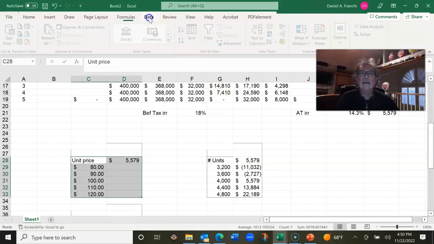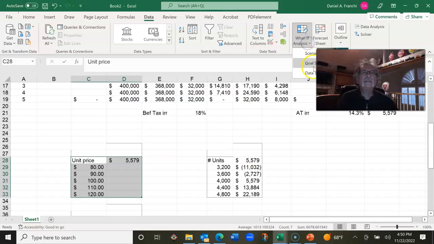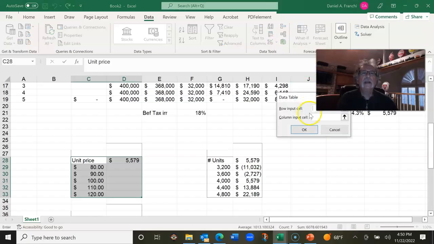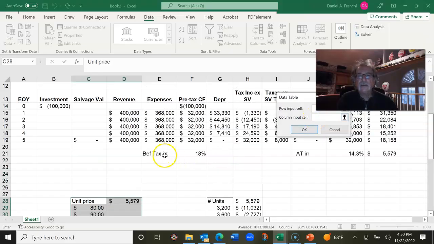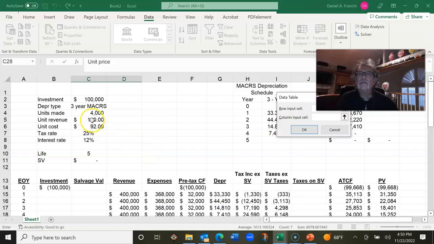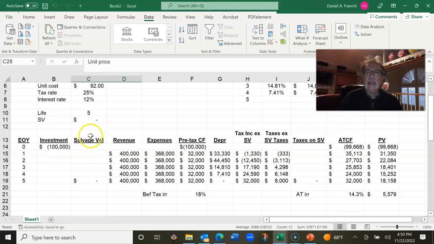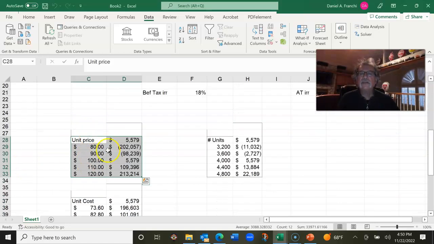We go into Data, What-If Analysis, Data Table. This is only a one-way test, so we're going to input the column cell, and this is our unit revenue cell. I said unit price, I'm sorry, I'll correct that. And this populates this.